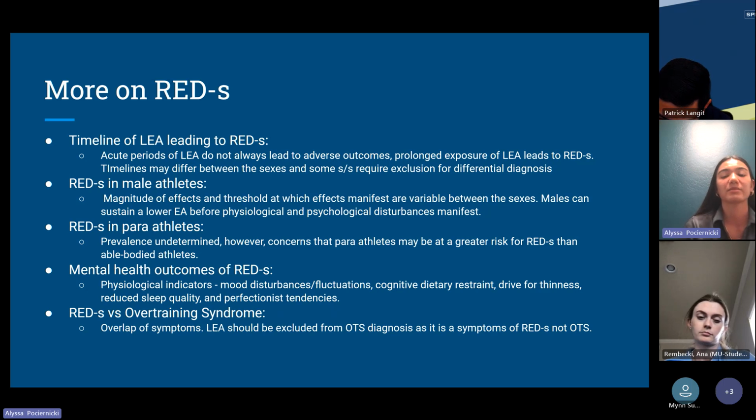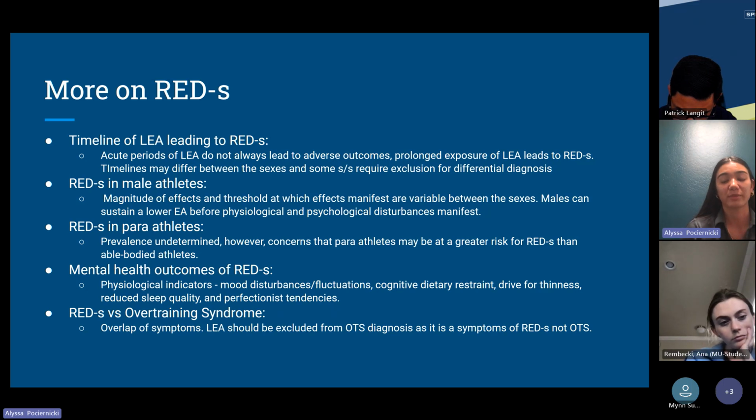Relative energy deficiency in male athletes: the magnitude of effects and the thresholds at which they manifest are variable between the sexes. Males can sustain a lower energy availability before physiological and psychological disturbances manifest. So it may take a little bit longer to determine if a male athlete is experiencing relative energy deficiency, because they have the ability to sustain that a little bit longer.